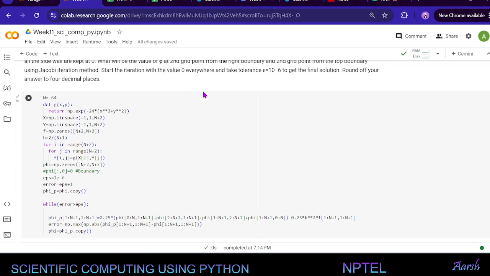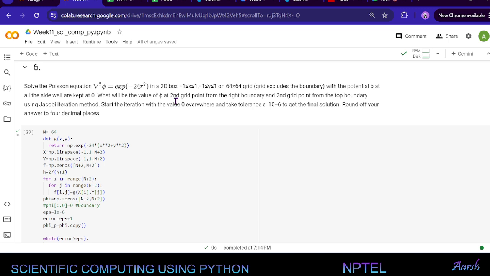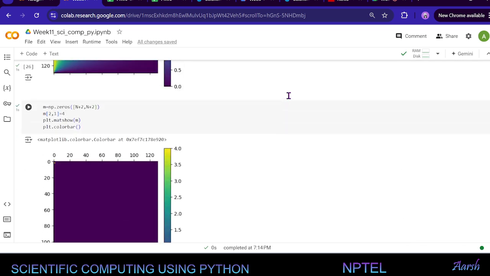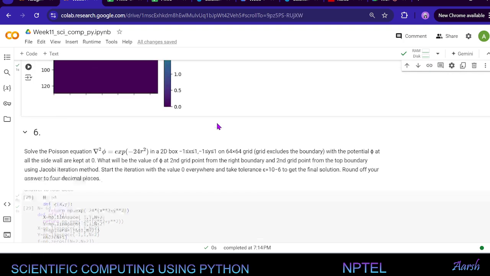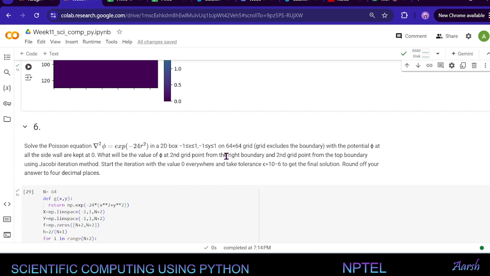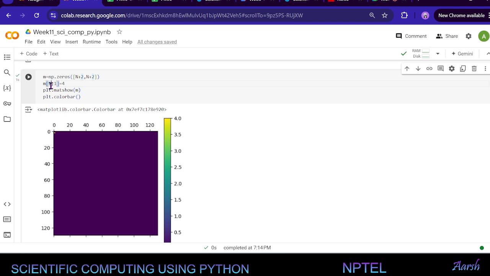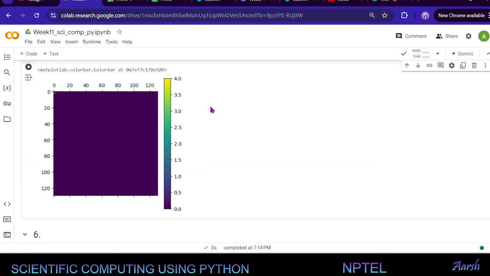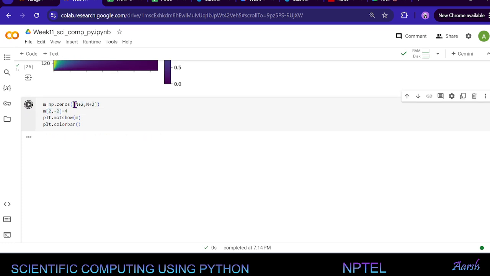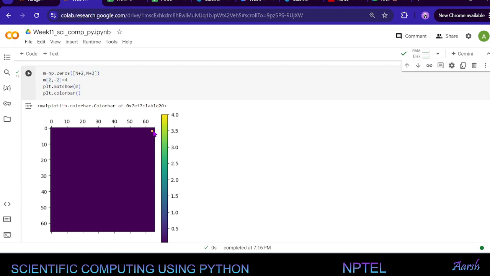Now where are we asked? Second grid point from the right boundary and second grid point from the top boundary. It does not matter which boundary it is in this problem, right? But still, let's use our finder algorithm to find these points. From the right boundary it should be the second grid point, so this will be -2, and from the top boundary it's second, so this will be 2. So it should be 2 comma -2. That gives this point, which seems correct: second from the top, second from the right.